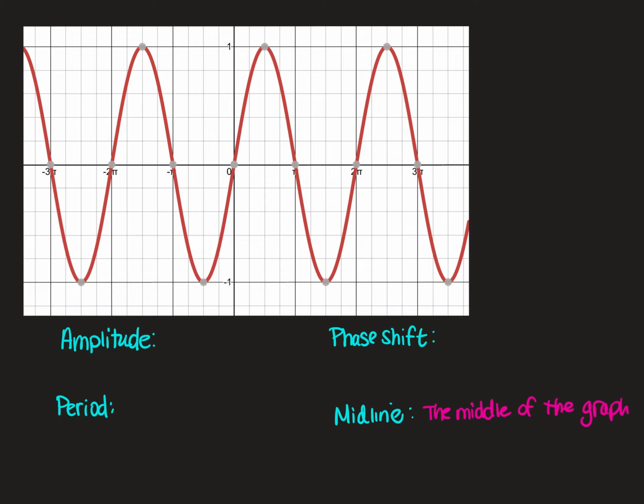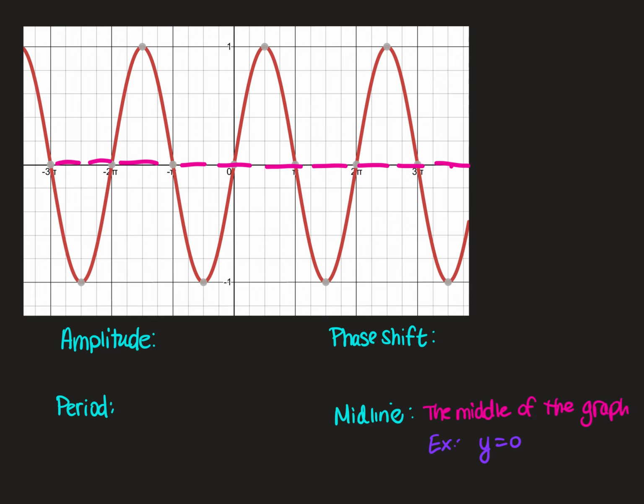Okay, so our middle line of our graph, I'll just do it with a little dotted line here, would be whatever the equation of that line is. So for our example, that would be the line y = 0. Okay, next piece of information that will be probably easiest to find is what is called our amplitude.